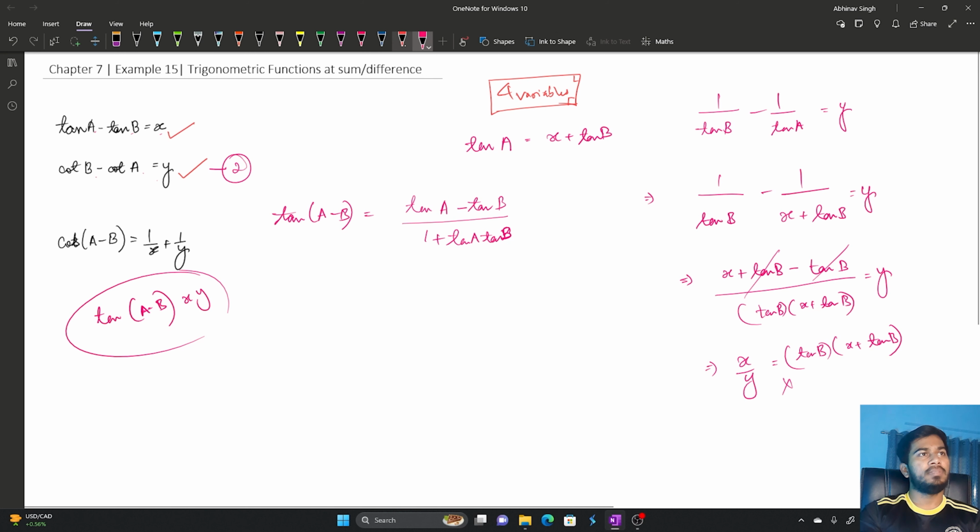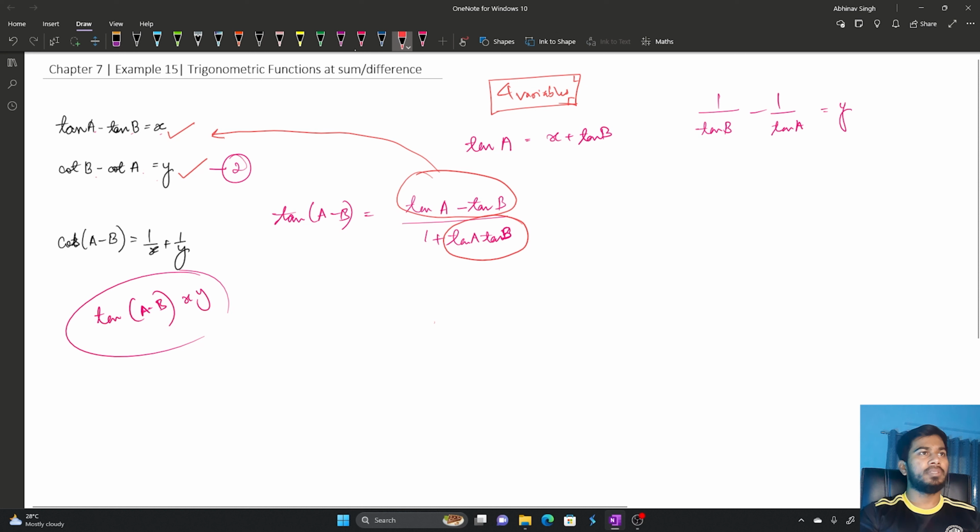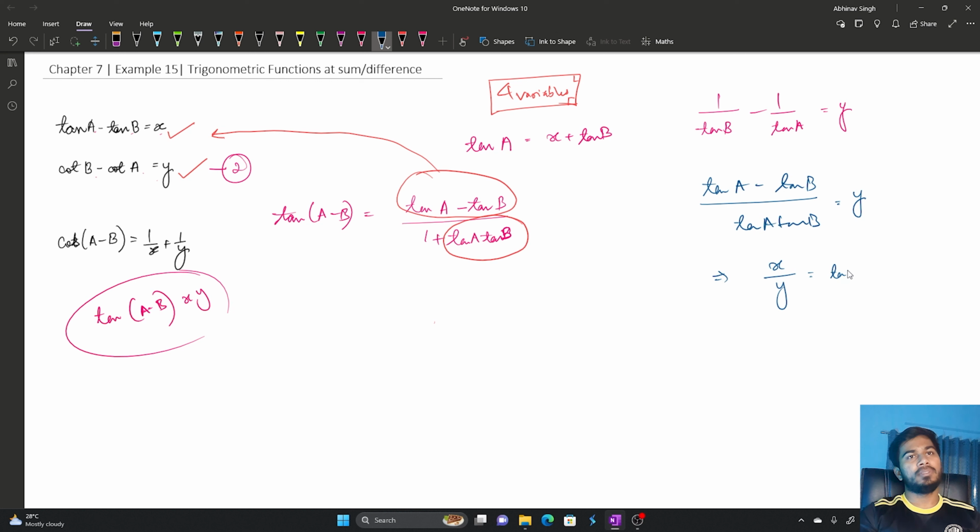Ideally, we need the value of tan a minus tan b, which is given in the question, and we need the value of tan a tan b. So let's simplify equation number 2. We won't substitute, instead let's simplify. So it becomes tan a minus tan b upon tan a tan b is equal to y. Tan a minus tan b is x, so x upon y is equal to tan a tan b.